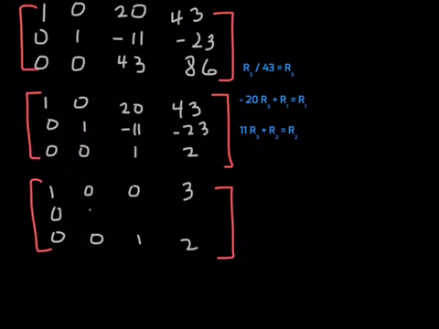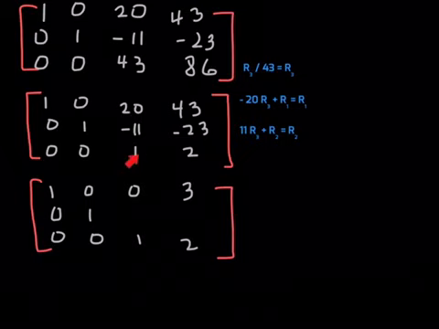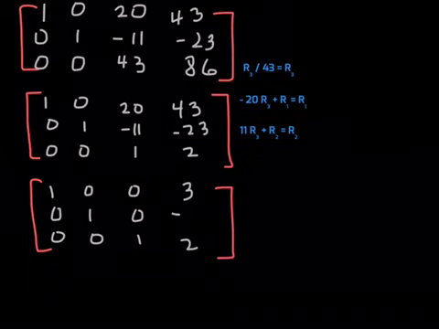All right, here we go. 1 times 11 is 11. 11 plus negative 11 is 0, and that's what you and I wanted. Finally, 2 times 11 is 22. 22 plus negative 23 is negative 1. All right, you guys, we're done.